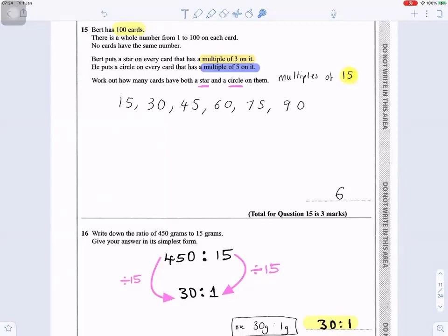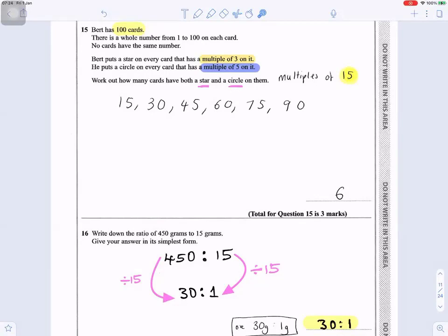Beth has 100 cards. There is a whole number from 1 to 100 on each card. No cards have the same number. Beth puts a star on every card that has a multiple of 3 on it. He puts a circle on every card that has a multiple of 5 on it. Work out how many cards have both a star and a circle on them.